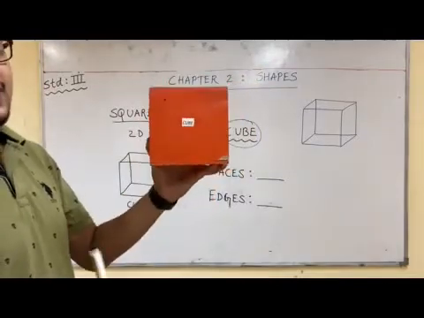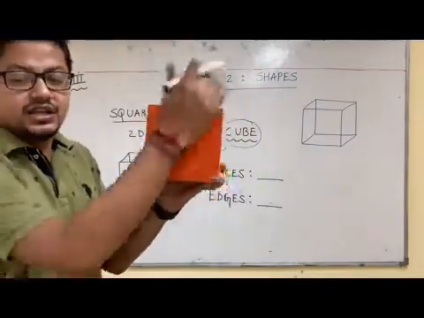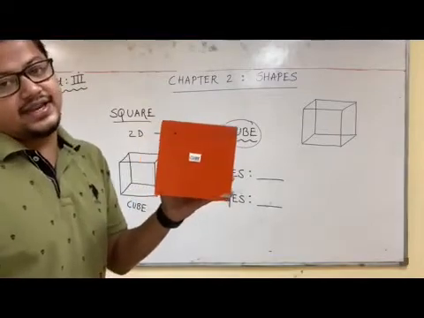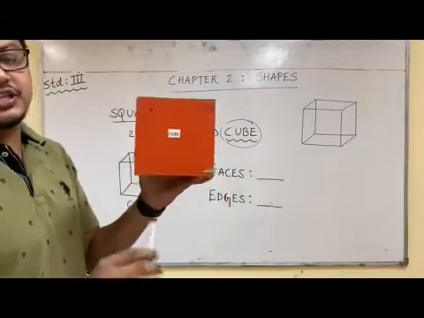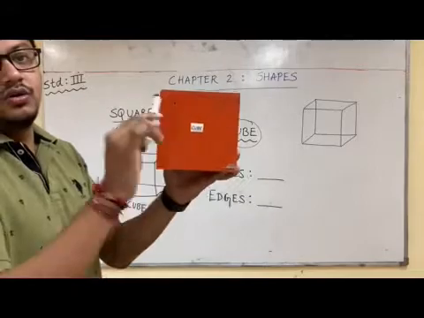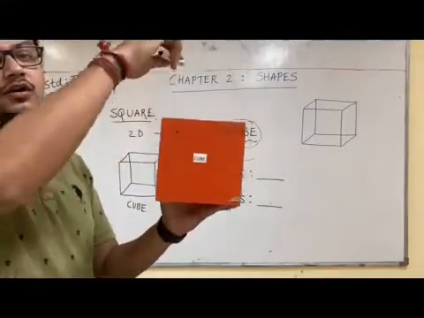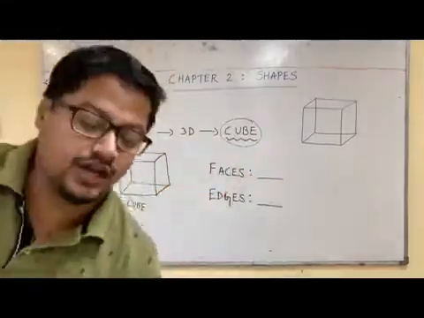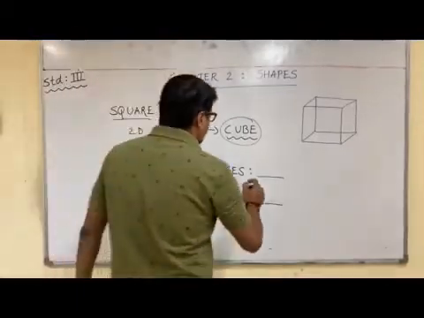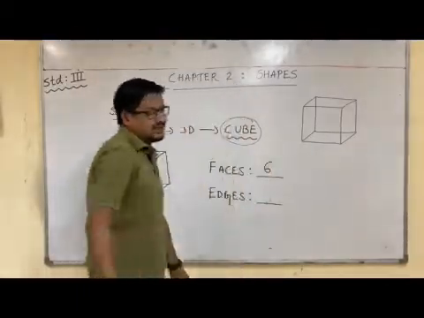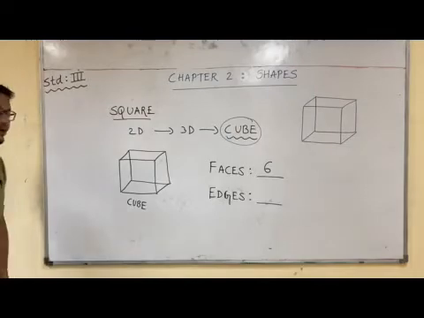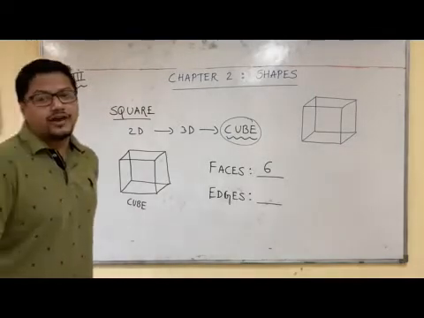I am again repeating how many faces. What is meaning of face? The side of a shape that we can see is called a face. So how many faces are there? 1, 2, 3, back side 4, 5 and 6. Okay. So in a cube, how many faces is possible? 6.